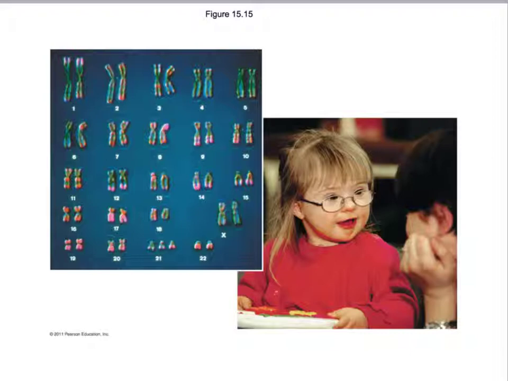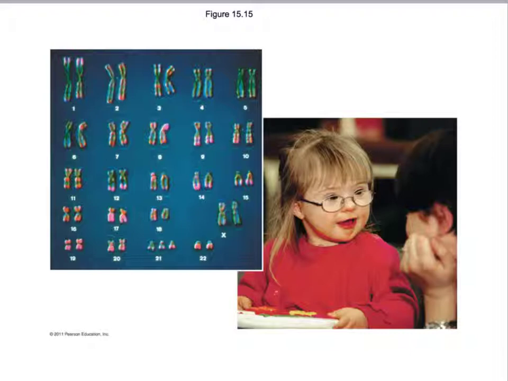Down syndrome is an aneuploid condition that results from 3 copies of chromosome 21. It affects about 1 out of every 700 children born in the United States. The frequency of Down syndrome increases with the age of the mother, a correlation that has not been explained.